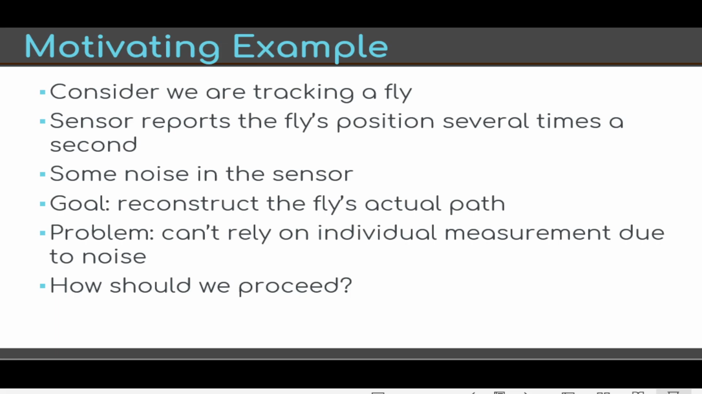So each frame is a little different. If you're simply looking at changes from frame to frame, it can be very hard to tell which changes are actually the fly or not. So the problem is we can't rely on these individual measurements. Each one of them is only a little reliable. How do we proceed? Well, any ideas on what we do in this case?